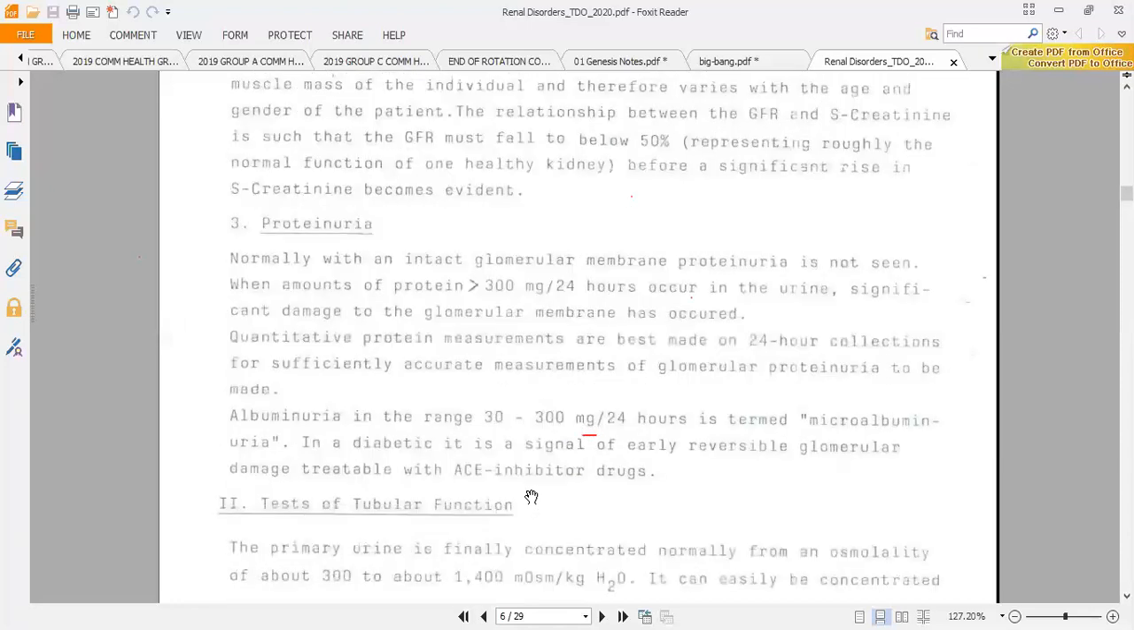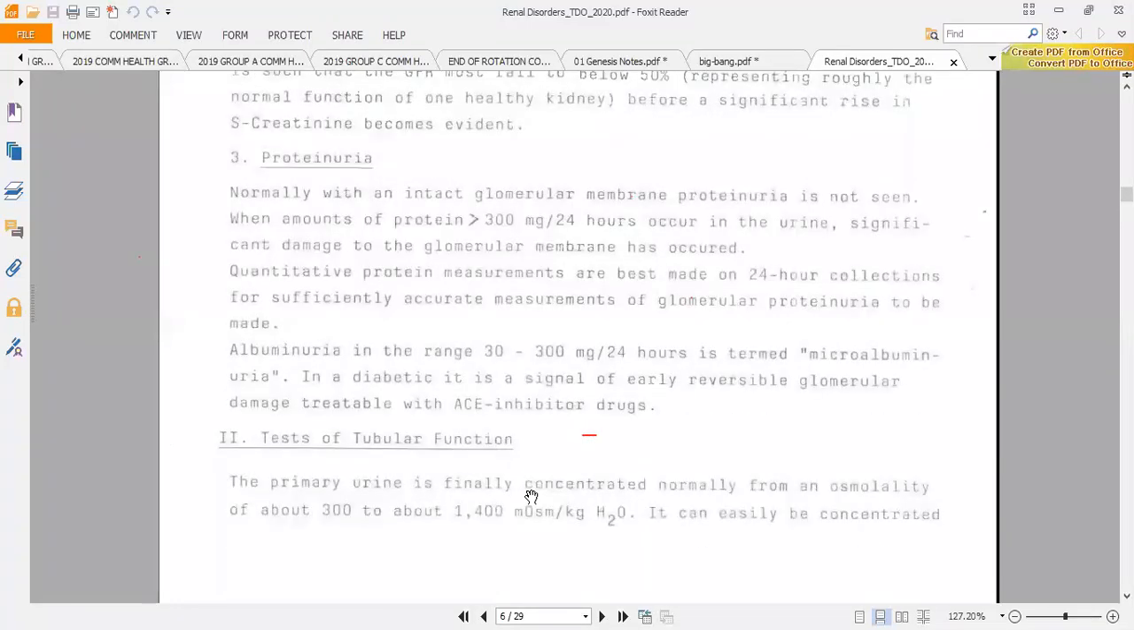Now the third thing you are going to look at is proteinuria. Let me just summarize everything. We are looking at the glomerular function. One way of checking how well the glomerulus is working is by measuring the person's GFR. Good. Now, the second method of measuring the person's glomerular function is proteinuria, where you have proteins in your urine.